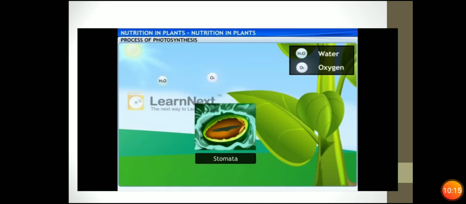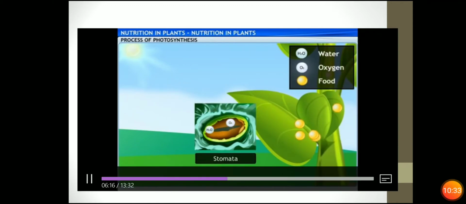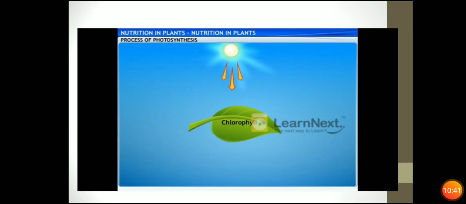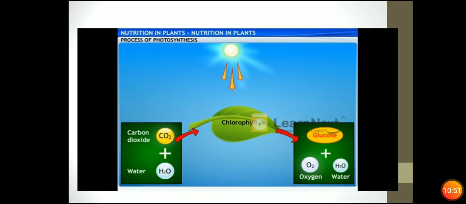Now the water will transpire into the atmosphere and oxygen will move out, so then the stomata will close. So what is the function of stomata? It helps in exchange of gases. This food that has been made is sent to other parts of the plant through the veins. Thus, we can say that during the process of photosynthesis, energy from the sun is captured to convert carbon dioxide and water into sugar and oxygen by the chlorophyll.